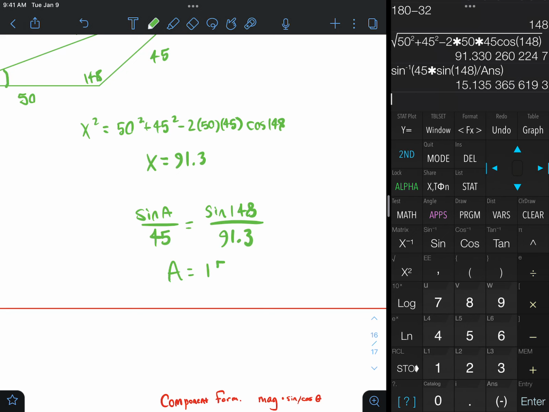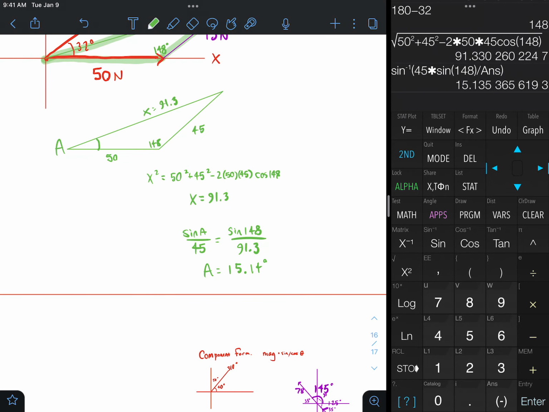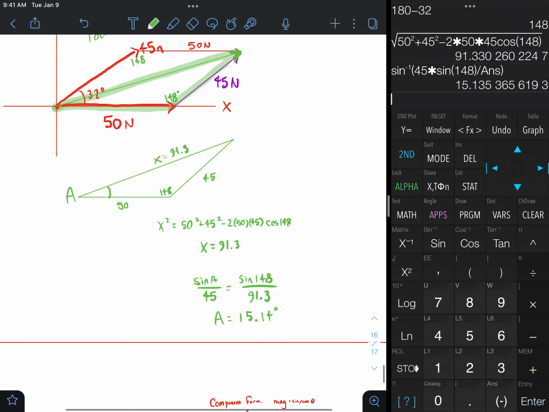Usually it's not going to be that big of a deal if you don't do that, but this is how you get a fairly accurate answer. Let's round that up to 14 right there. Okay, so there's your angle right there.